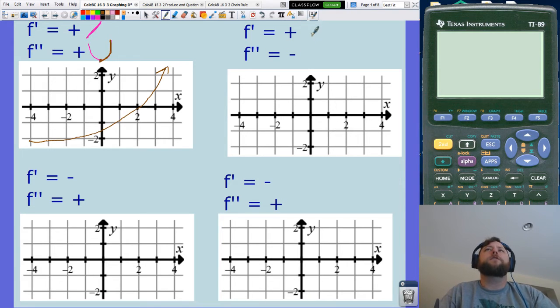Now what if the first derivative was positive, but the second derivative is negative, concave down? That's going to be the left-hand side of this curve. So my graph should look like that, or something like that.